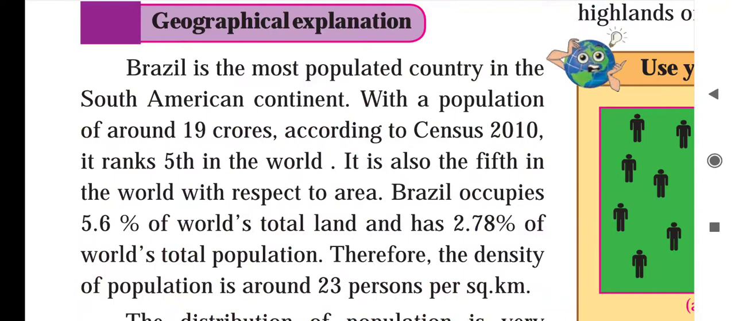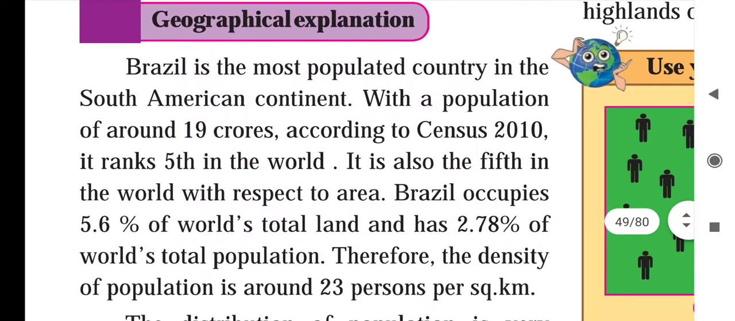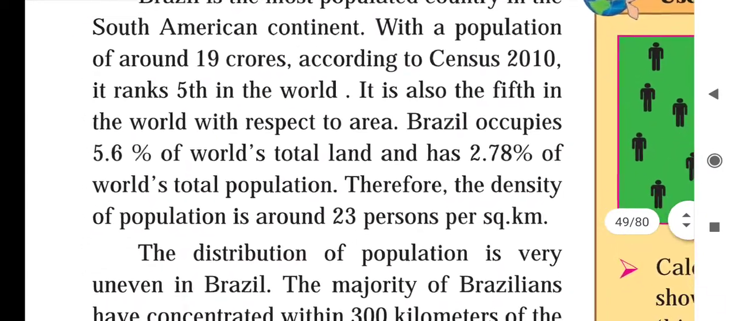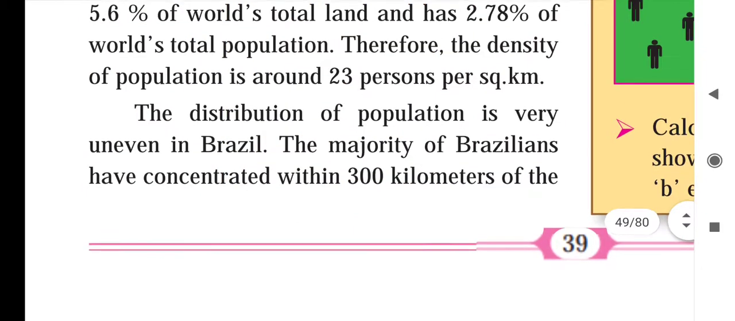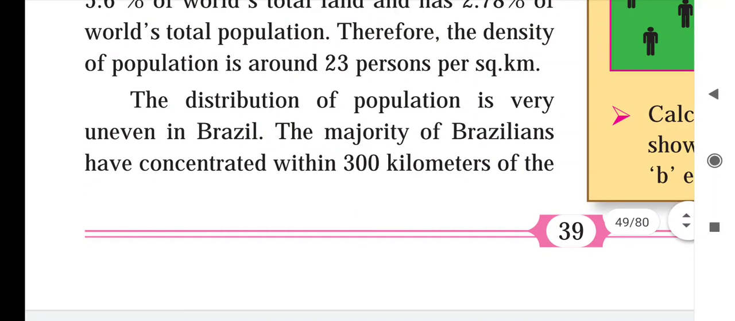So see here, they have 5.6% of the world's total land and 2.78% of the world's total population. Therefore the density of the population is around 23 persons per square kilometer. So here only 23 persons per square kilometer are there. In our country it is 382 something. So the distribution of the population is very uneven in Brazil.